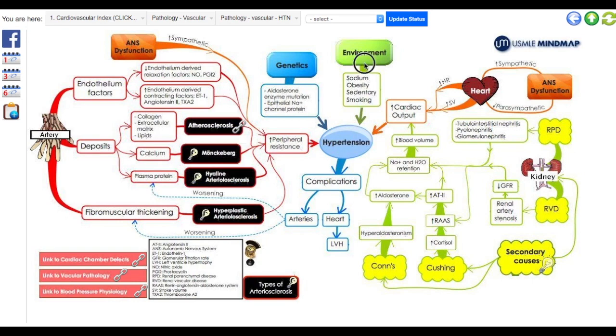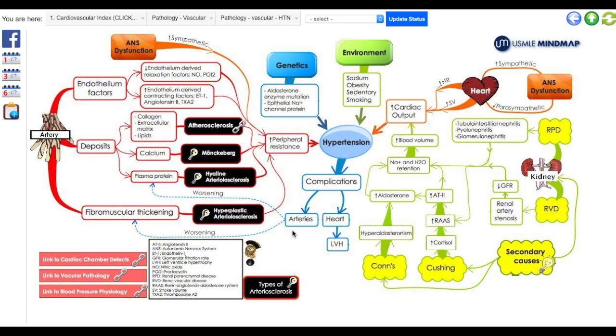Then at the top, we have environmental factors, we have genetic factors, and then on the left, pathology in the arteries that can lead to hypertension. Now, this is a vicious cycle. The students must bear in mind, and the map and the lecture will bring out, that not only are there pathologies and environmental factors and genetics, etc., that can lead to hypertension, but hypertension itself, as the map shows, can lead to these pathologies, a vicious cycle.